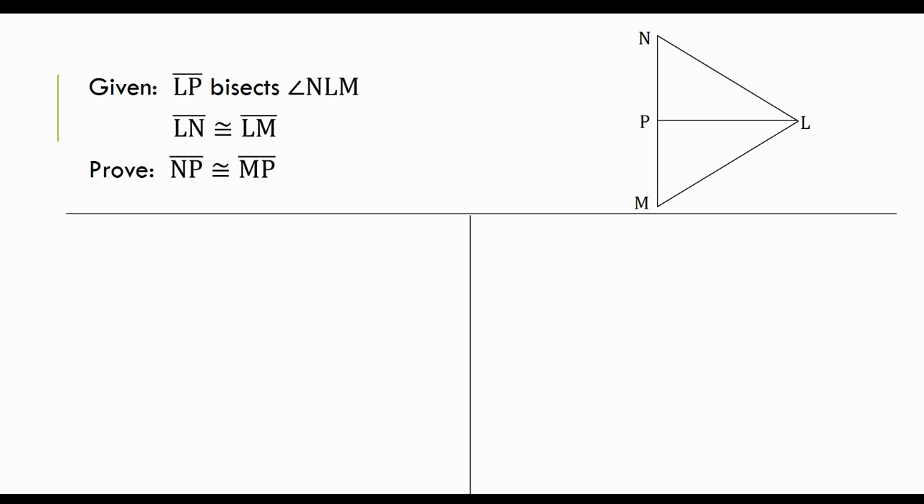Let's take a look at another one. So I would suggest that you draw the picture. All right, so hopefully you drew the picture. I'm going to write down the first given. I am being told that the segment LP bisects the angle of NLM.